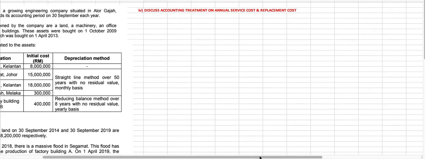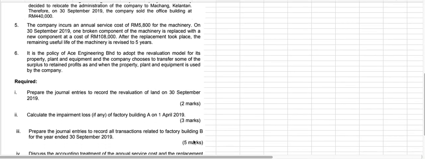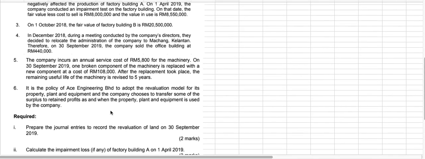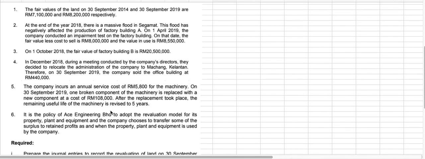Kim, now let's continue. Test question, October 2019. Question 1, requirement number 4. Requirement number 4 is on the accounting treatment of the annual service cost and the replacement cost related to the machinery for the year ended 30th September 2019.